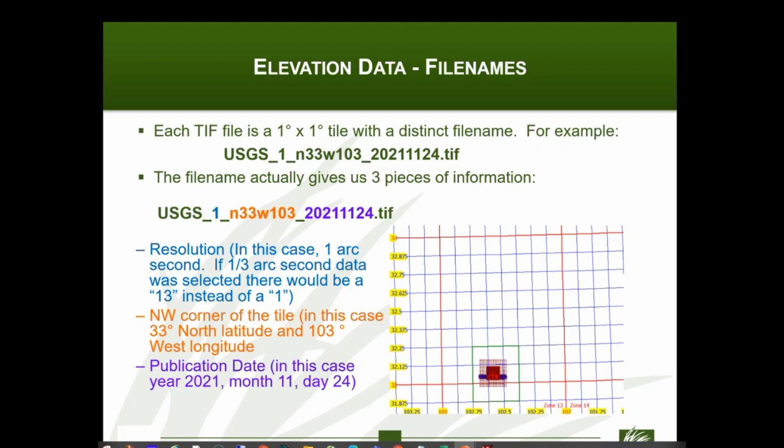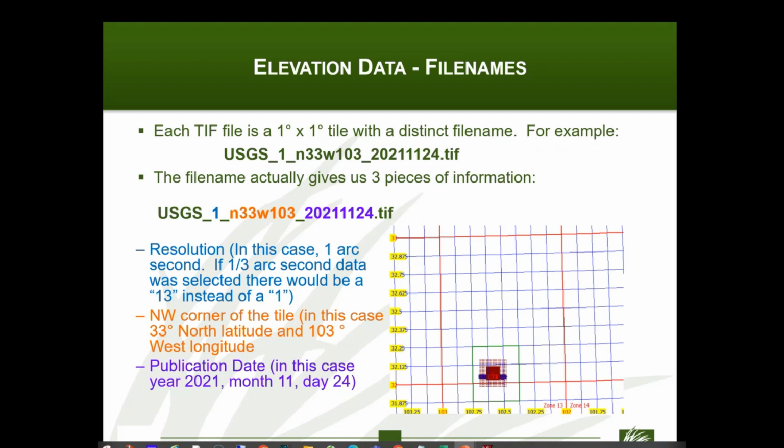Each TIFF file is a 1 degree by 1 degree tile, and it has a distinct file name. So this is one of the files that we're going to be downloading here in a minute. It says USGS_1_N something, W something, and then there's a long number after that. This file name actually gives us 3 important pieces of information.